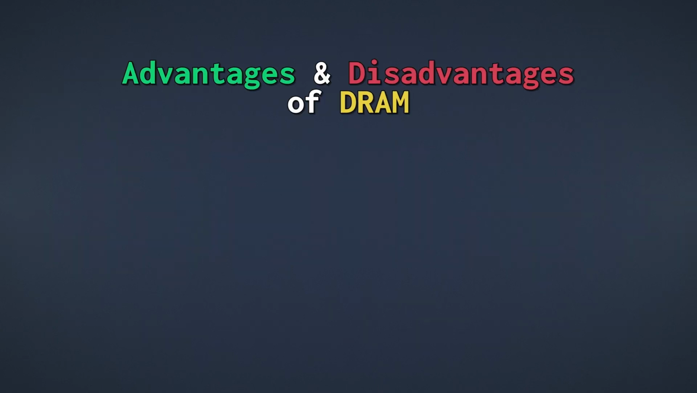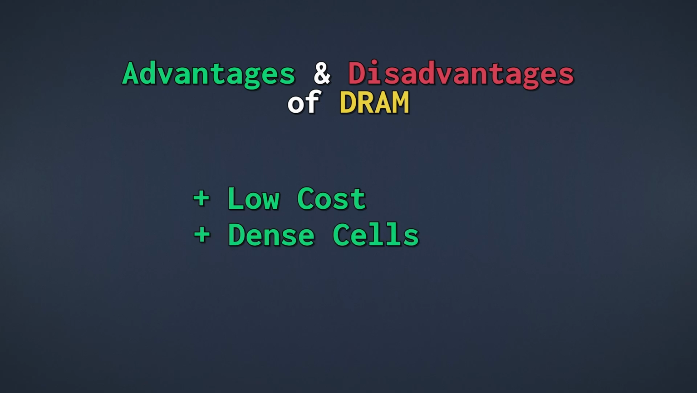And this brings us to the big upsides and downsides of DRAM. DRAM cells use few parts, just a transistor and a capacitor. Therefore, DRAM is relatively cheap to manufacture. DRAM is also very dense. This means we can pack a large amount of cells into a very small space. The downside is, like we just talked about, DRAM needs to constantly refresh itself, and this significantly impacts its performance.